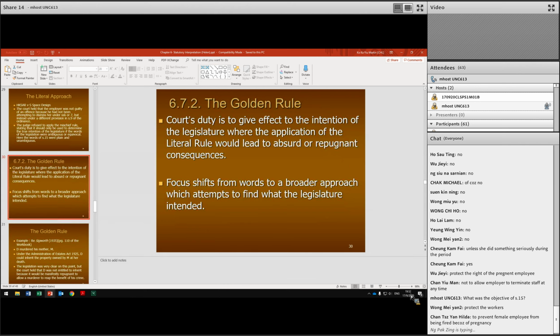Now we go to the second rule. The second rule is called Golden Rule. Golden Rule, please note that is very funny. Because the term Golden Rule is used in so many areas. It's not only used in statutory interpretation. It's also used in so many things.